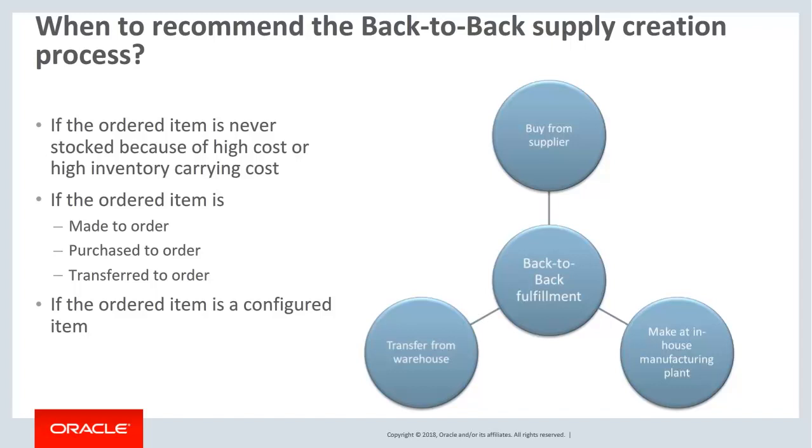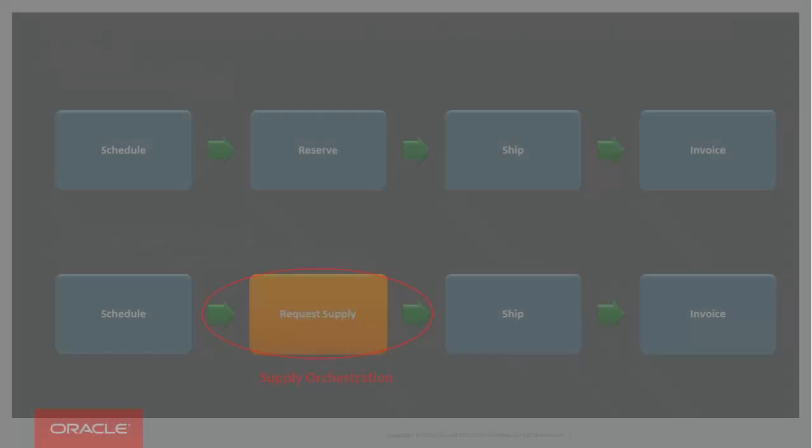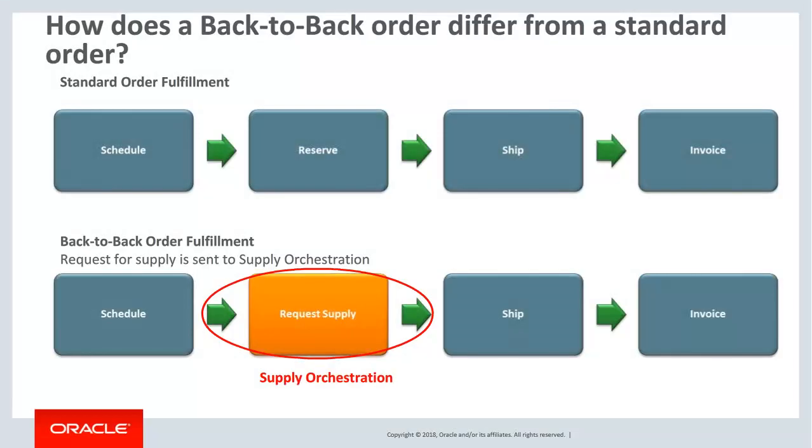In this context, it is also critical to note that one of the primary determinants to identify whether an ordered item is eligible for back-to-back fulfillment is a value of the back-to-back enabled attribute as defined in Product Information Management. From an Oracle Supply Chain Management Cloud perspective, how does back-to-back order fulfillment differ from standard order fulfillment, where the ordered item is shipped out of available on hand?